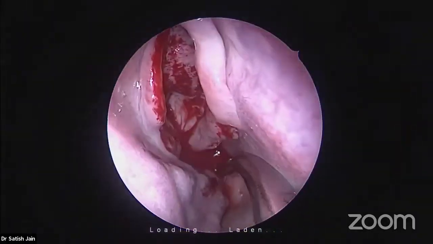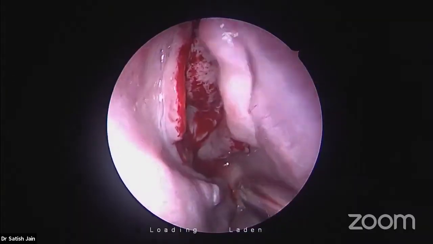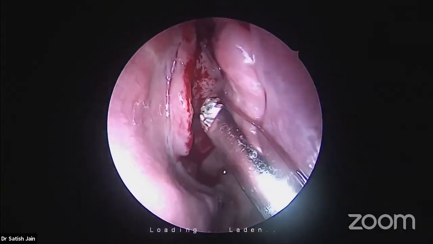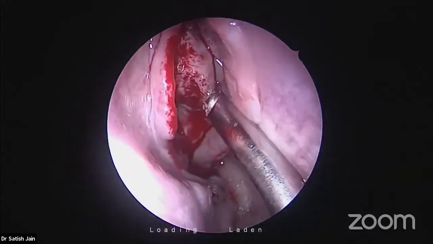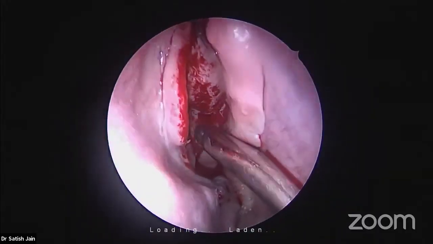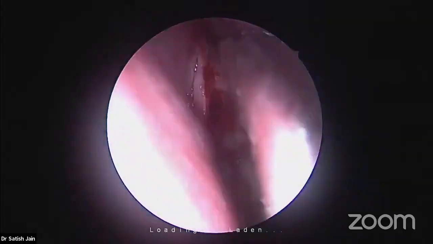Now I can see the landmarks better in the lateral nasal wall. This is your uncinate process. This is your bulla ethmoidalis. This is your middle turbinate. Can you see better now? After debridement of all the polyps.